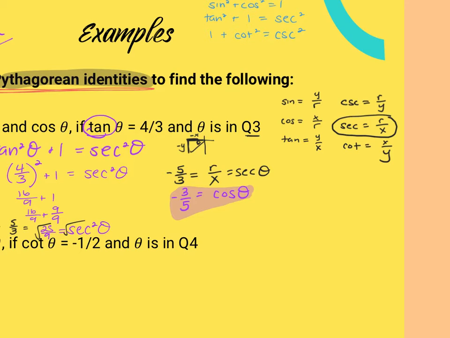Wait, why is it negative 5/3? Because I'm in the third quadrant. In the third quadrant, we move left and we move down, which means both the x and the y are going to be negative. We only use the x for secant, and the radius is always positive. So I keep the negative on the x, which makes it negative. Does that make sense? Yeah. So the location tells you what sign to keep.